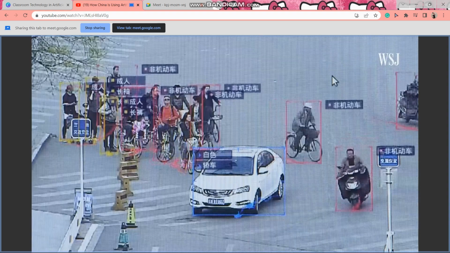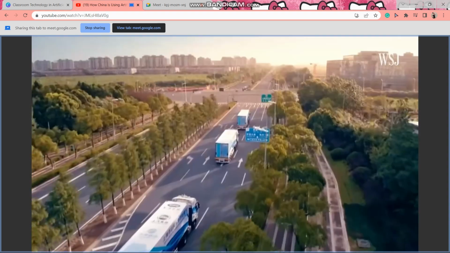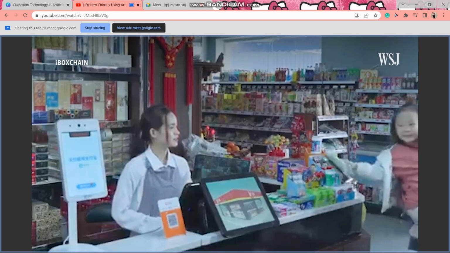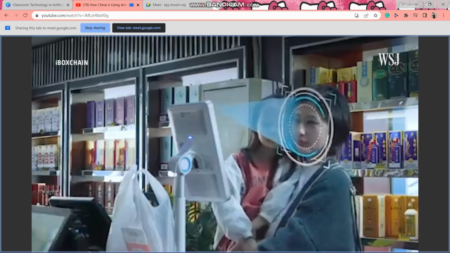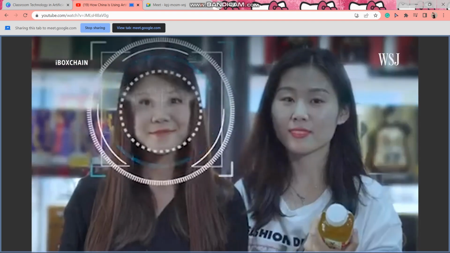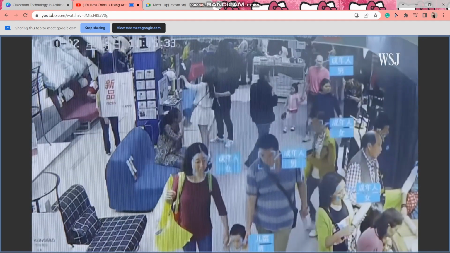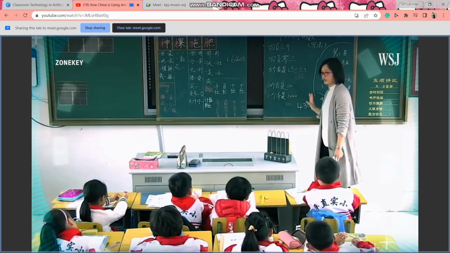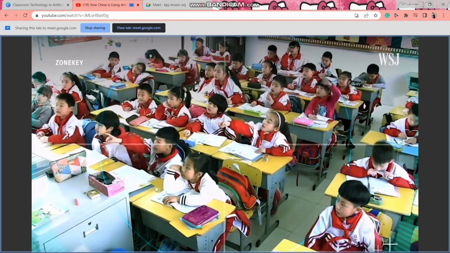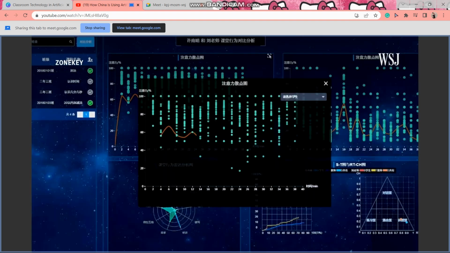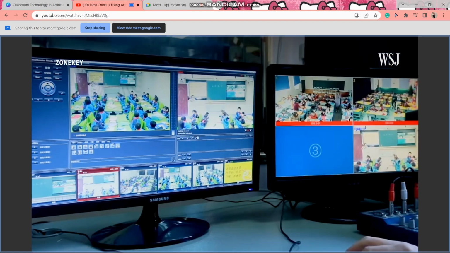China has big plans to become a global leader in artificial intelligence. It has enabled a cashless economy where people make purchases with their faces. A giant network of surveillance cameras with facial recognition helps police monitor citizens. Meanwhile, some schools offer glimpses of what the future of high-tech education in the country might look like.